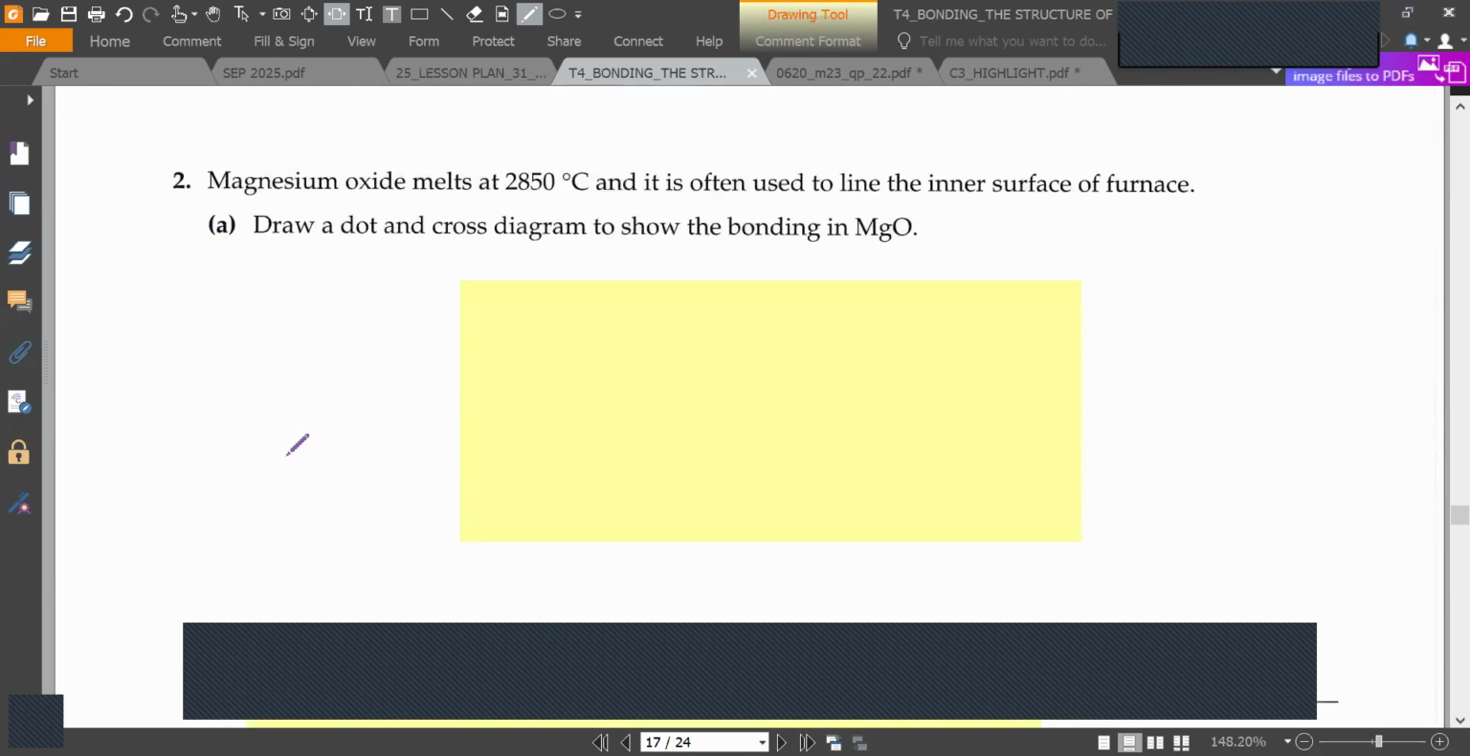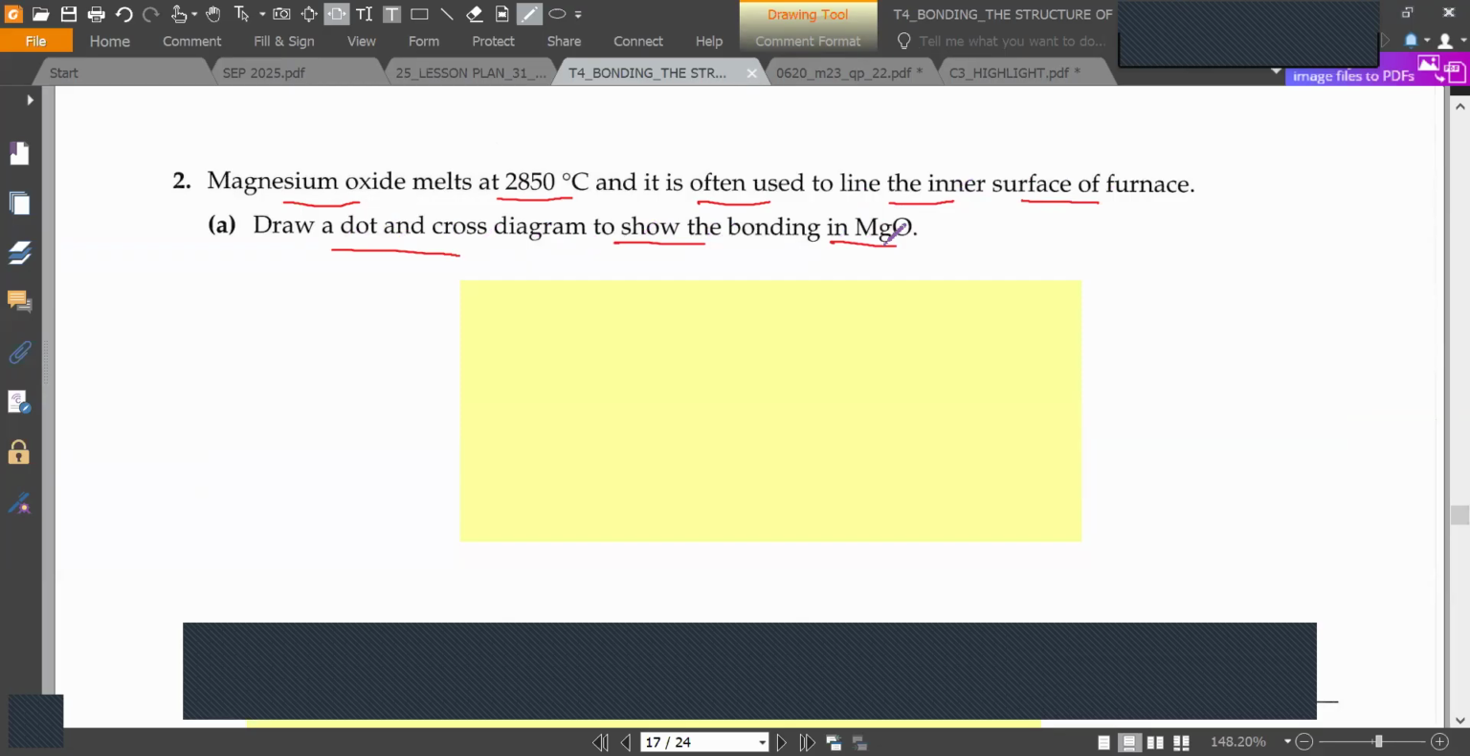Next, magnesium oxide melts at 2850 and is often used to line the inner surface of furnaces. Draw the dot and cross diagram to show the bonding of magnesium oxide. This is another common exam question.